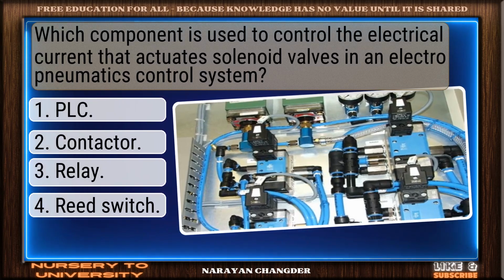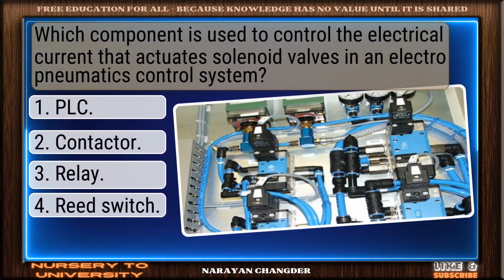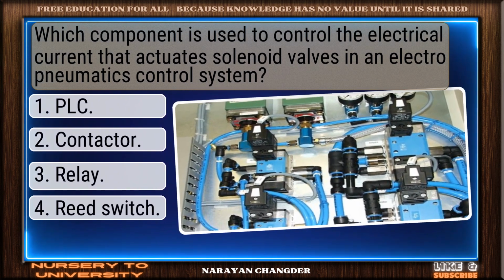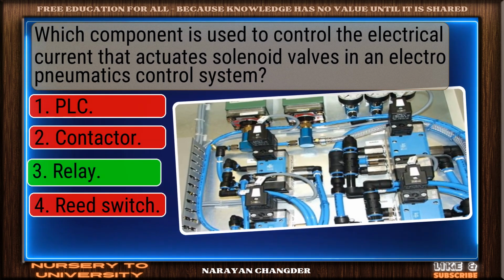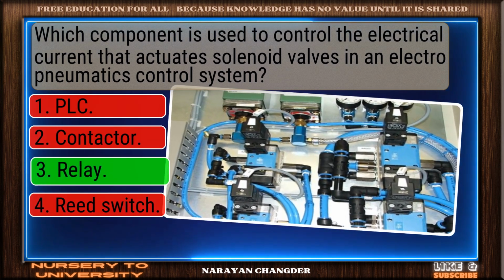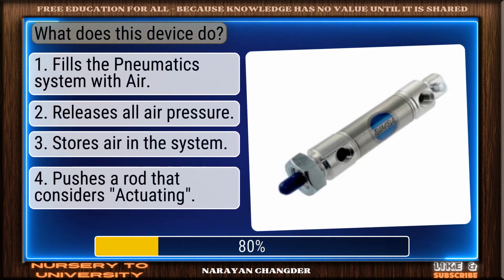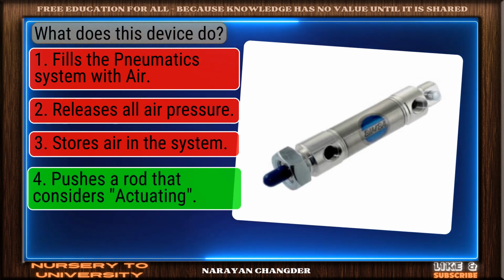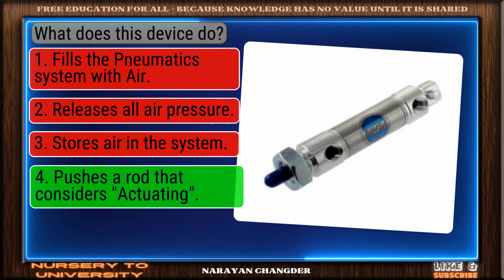Which component is used to control the electrical current that actuates solenoid valves in an electro-pneumatics control system? Good job! Your answer, relay, works well here. What does this device do? Great thinking. Pushes a rod that considers actuating is the right choice.